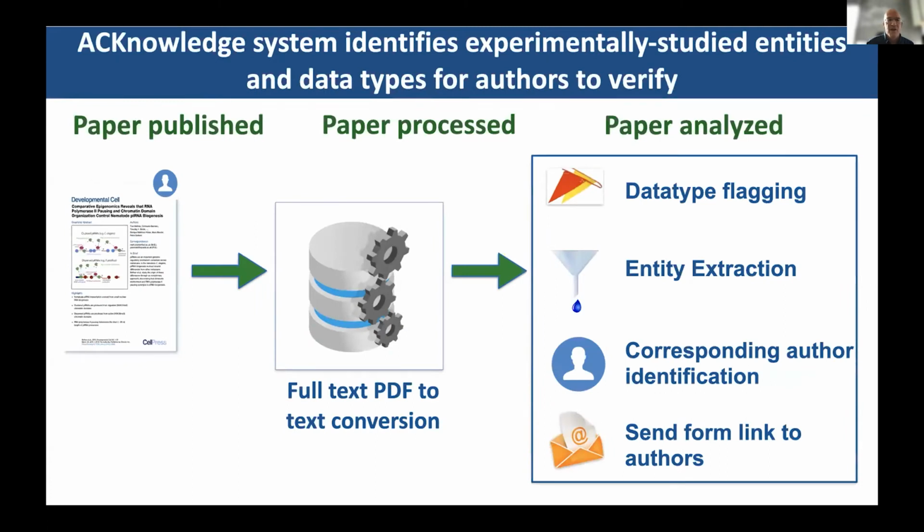So this is now, we're engineering the whole thing from scratch to make it more efficient. And this is this acknowledge system that I mentioned earlier. So the paper's published, it's processed. We prefer to get XML, but a lot of it is PDF to text, done on the fly. The paper's analyzed for data types using machine learning approaches. You identify entities, identify the corresponding author, and then you send the form to the author.